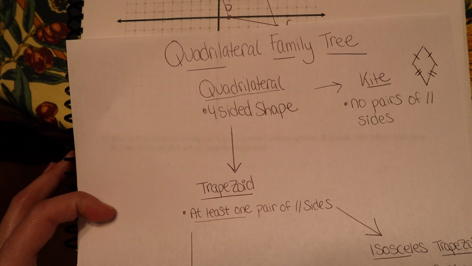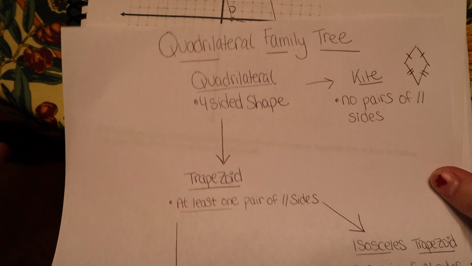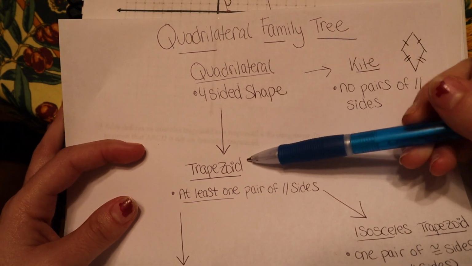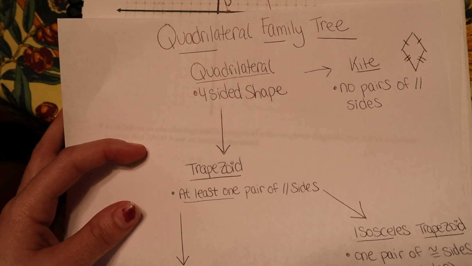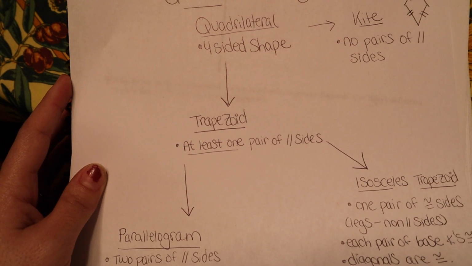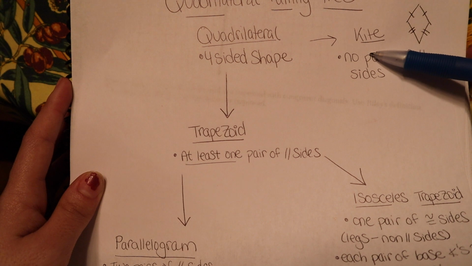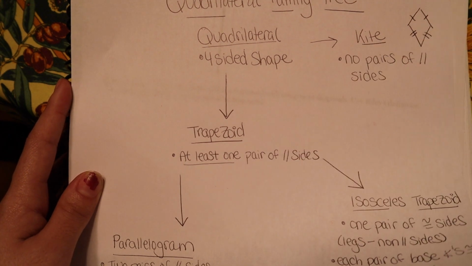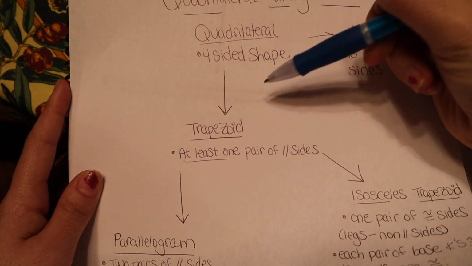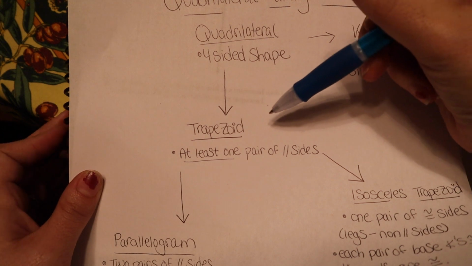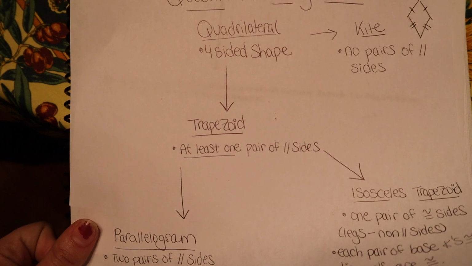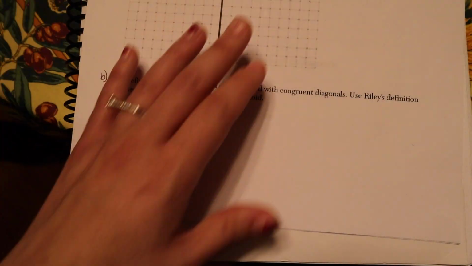From quadrilateral, what's the next specific shape that it can be? It can be a kite if it has no parallel sides. It could be a trapezoid if it has at least 1 pair of parallel sides. And it can be a parallelogram if it has 2 pairs of parallel sides. So the deciding factor between being a kite, a trapezoid, or a parallelogram all deal with parallel sides. So if you have none, you're a kite. If you have 1, you're a trapezoid. If you have 2, you're a trapezoid and a parallelogram. So in order to define what shape, I'm going to figure out which sides are parallel.